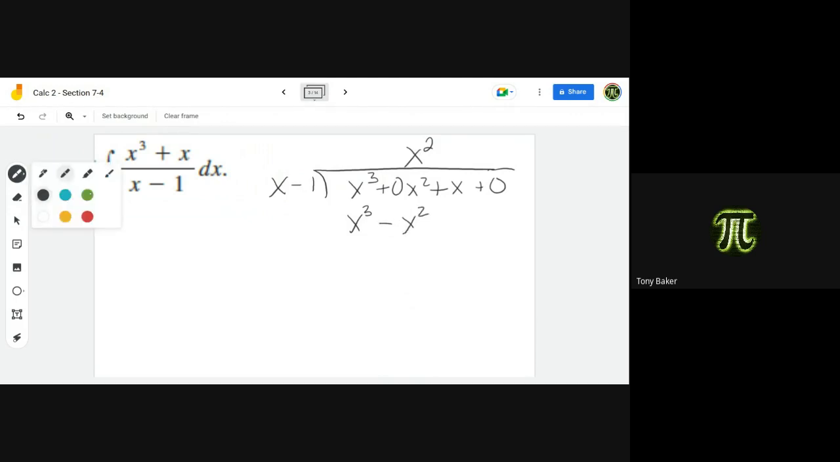Notice when I wrote my problem, a very important piece. I'm sorry, can you do that? Yes, sure. When we say this, I made sure to put in 0x squared and the 0 for the constant term because I did not have those. The reason I did that is so I have a space for things that come up. Okay, so keep that in mind.